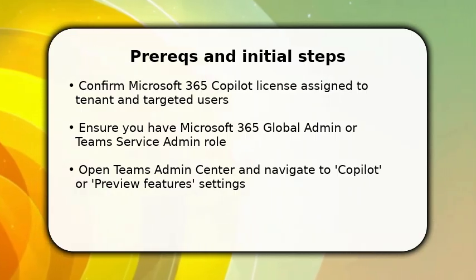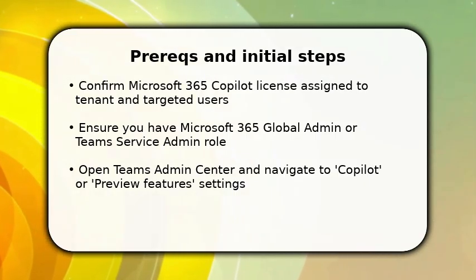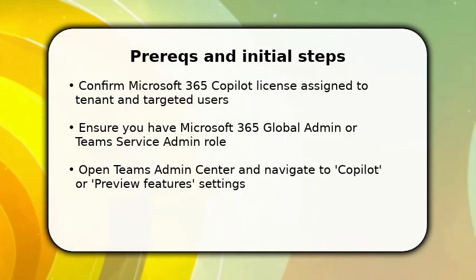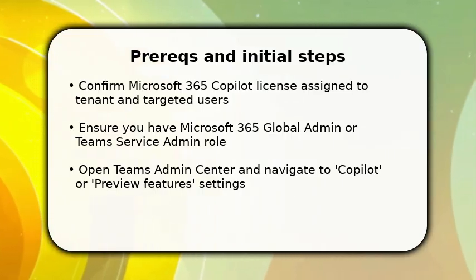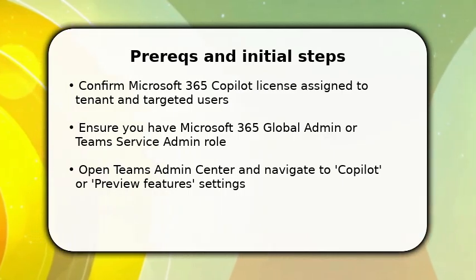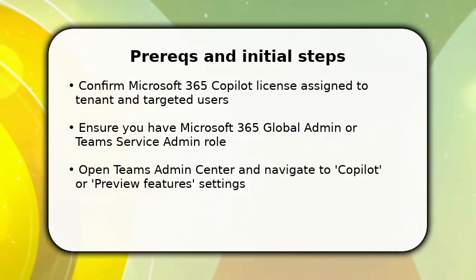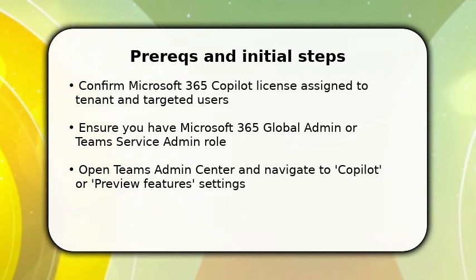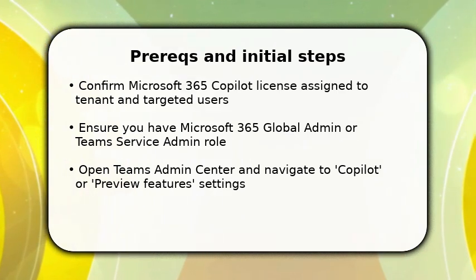Next, sign into the Teams admin center and locate Copilot or similar AI feature controls. Click to begin enabling the capability at the org level so the service is provisioned. This first step provisions backend services. Without it, user assignments and policy configuration won't take effect.